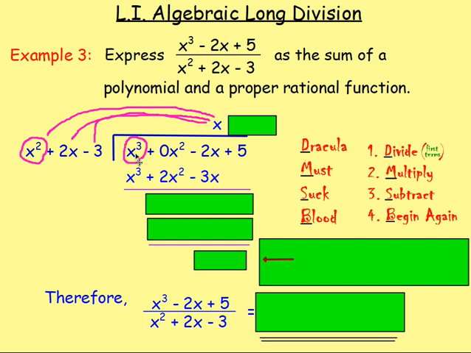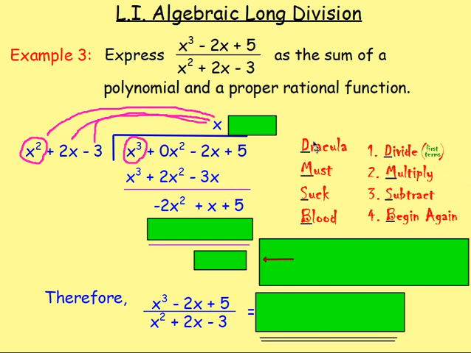Remember, the first term should always cancel out. If they don't, you've made a mistake. x cubed take away x cubed is 0x cubed. Don't bother writing it. x squared take away 2x squared is negative 2x squared. Negative 2x take away negative 3x will be negative 2x plus 3x, which gives you positive x, and 5 take away 0 is going to be 5.